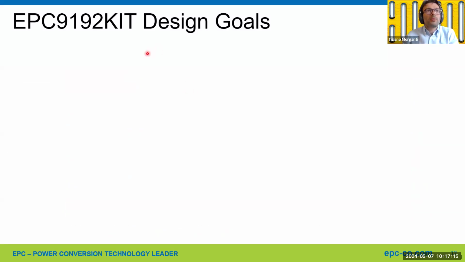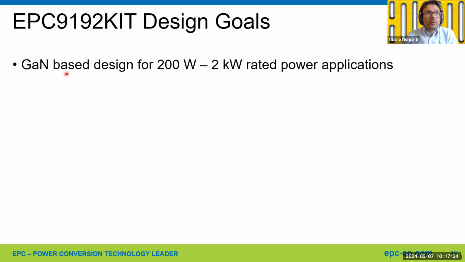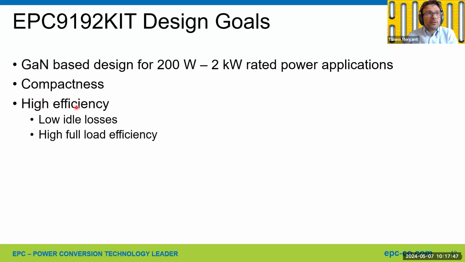Okay, let's talk about the EPC 9192 demo board. So what were the design goals? First of all, we wanted to address the medium to high power range of applications. So we are not going to compete with low power IC-based solutions. So we needed to reach compactness of the solution, so small solution, and high efficiency, so low idle losses and high full load efficiency was the main requirement, main design criteria.